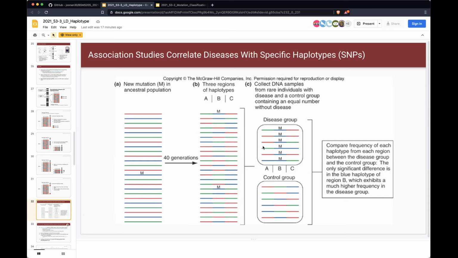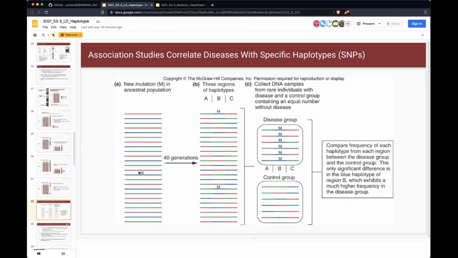Then you can point out that this haplotype is related to the disease, right? So let's imagine that a new mutation happened in the ancestral population. The new mutation could be a de novo mutation, and this de novo mutation doesn't face high natural selection pressure, so it somehow segregates to the next generation, right?